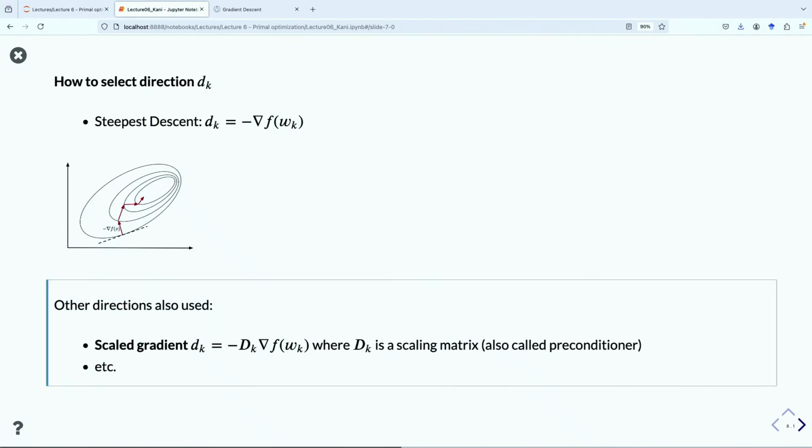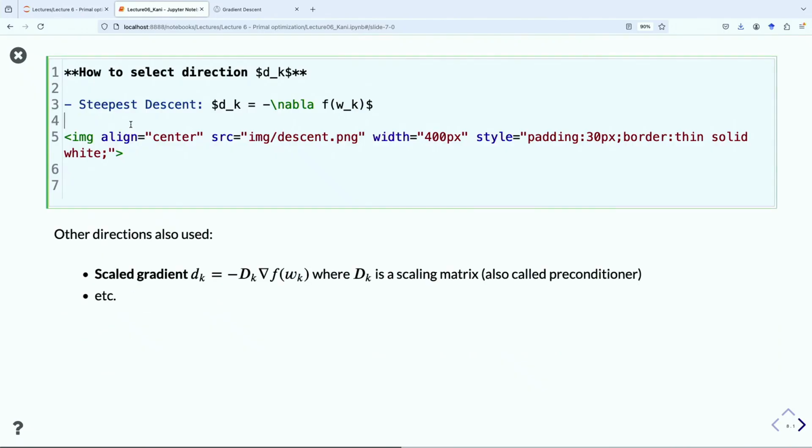There are other directions that you could use. One popular one is, for instance, scaled gradients, where you adjust the gradient to fall down certain directions faster than other directions. This becomes important later for reasons we'll talk about. But I just wanted to add this in, just so you guys don't think that steepest descent is the only descent algorithm. There are other descent algorithms, but for the most part, we're going to be focusing on steepest descent.